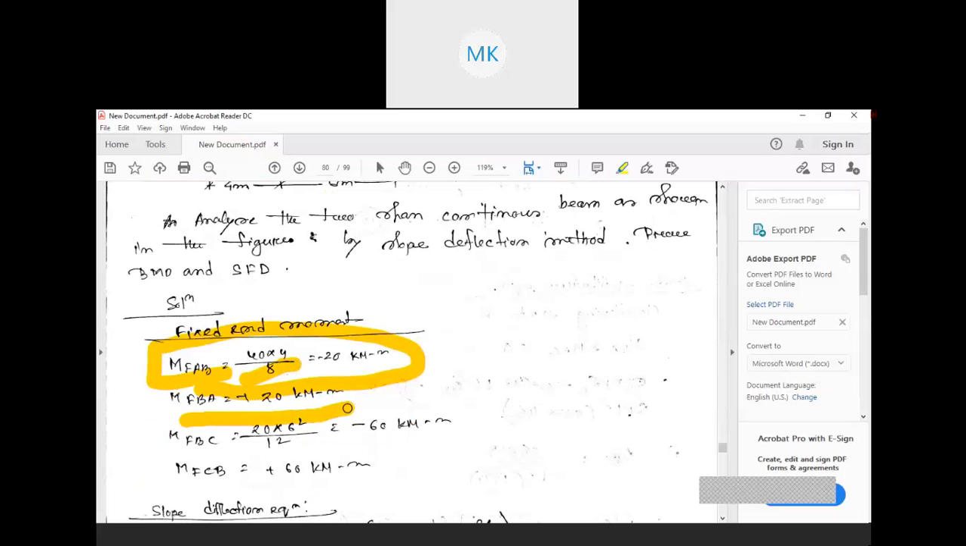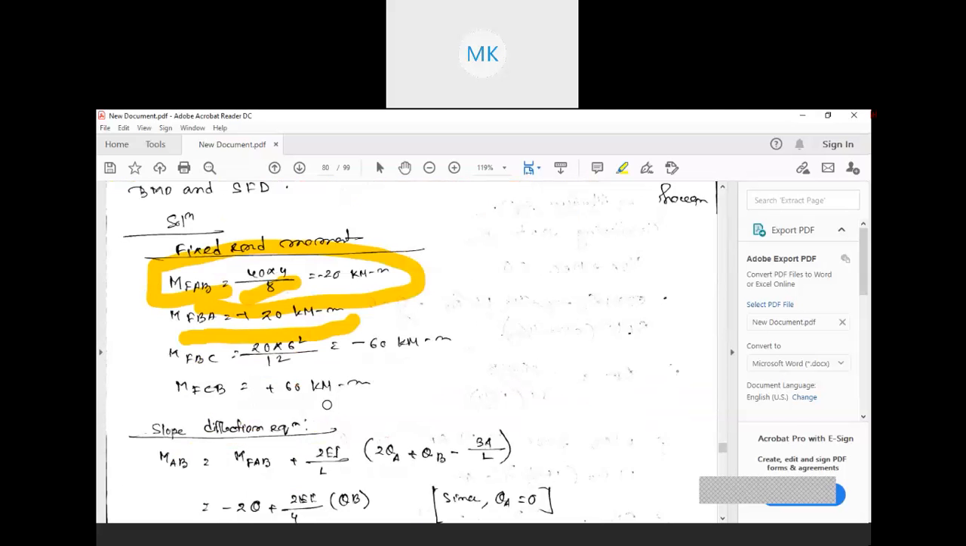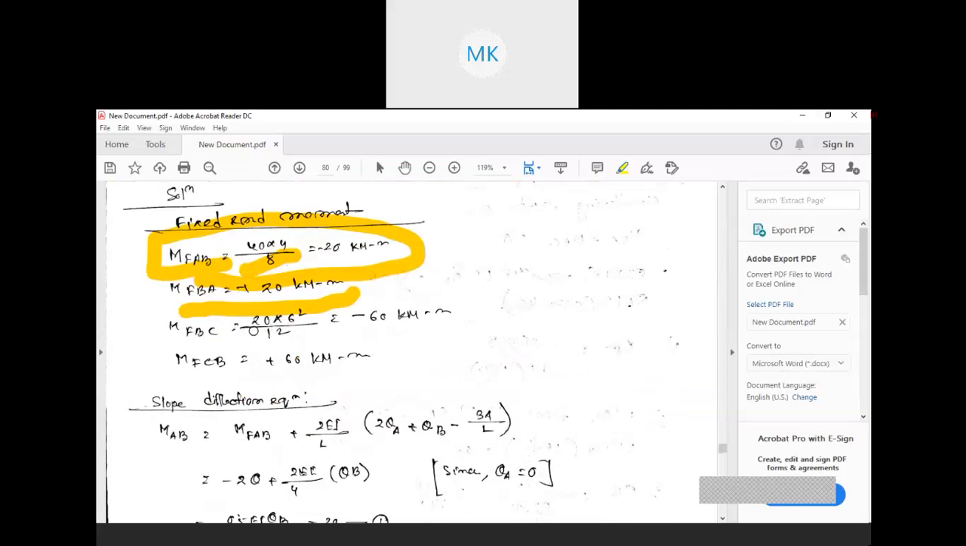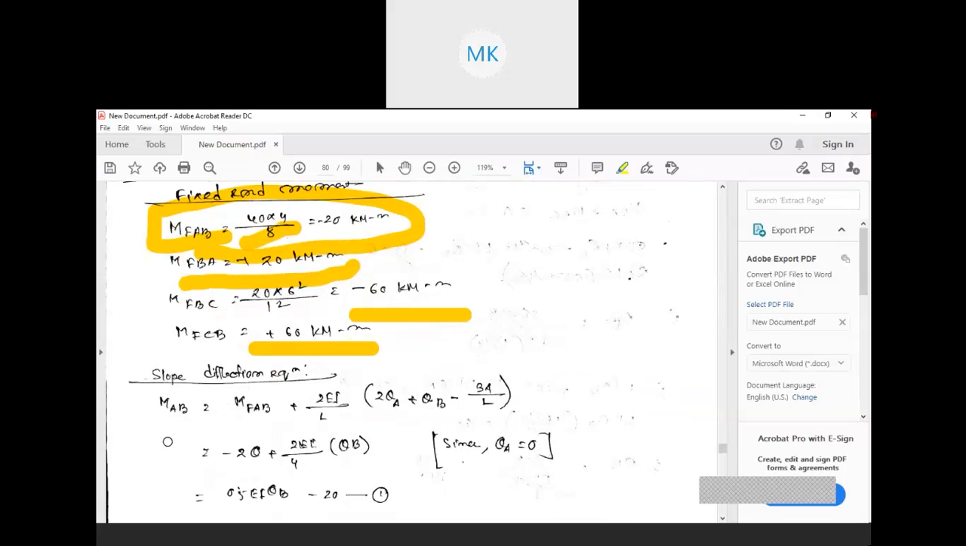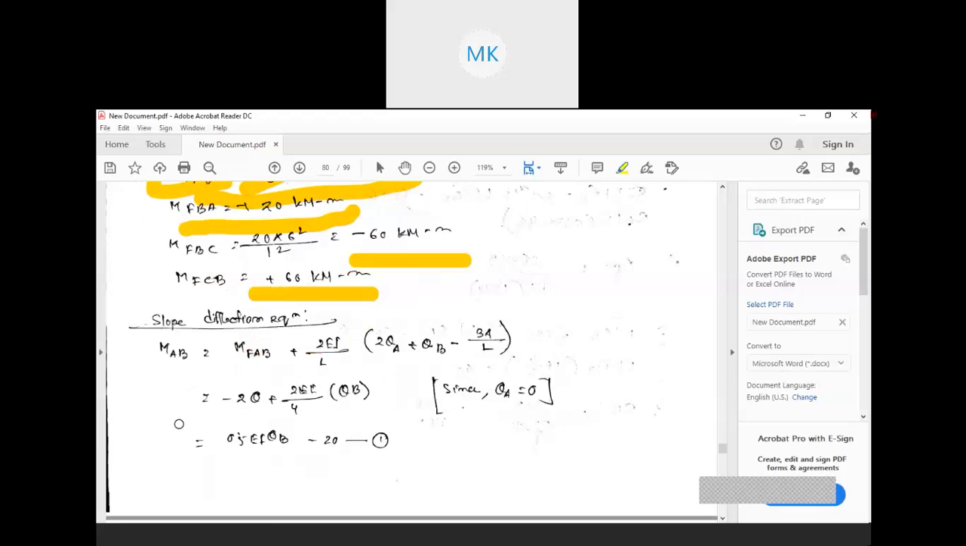Similarly MFBA you can also find out. In the next span BC, a UDL is given, so WL square by 12. You can find out both of them. I think up to this it's very simple, you can easily do. After this, we need to use the slope deflection equation.